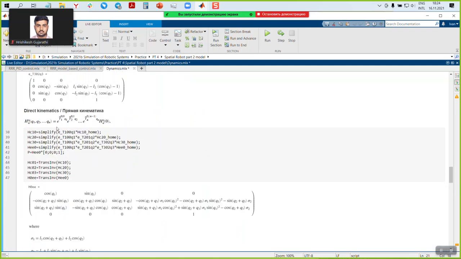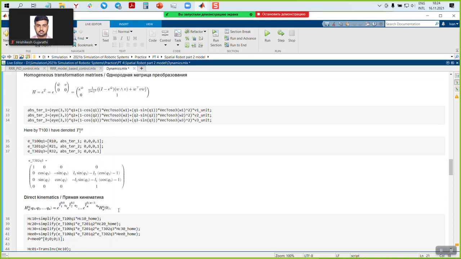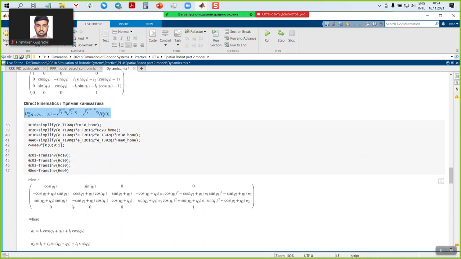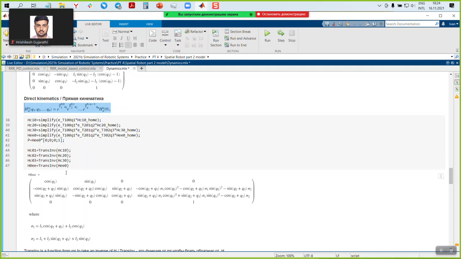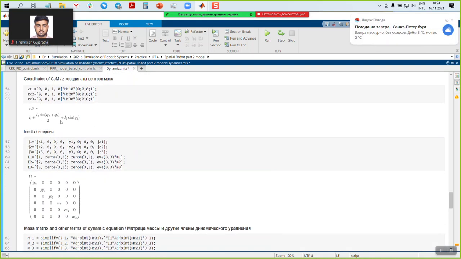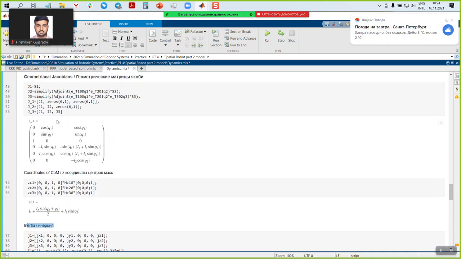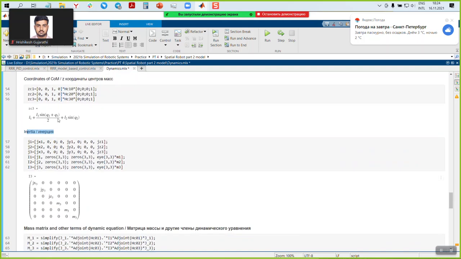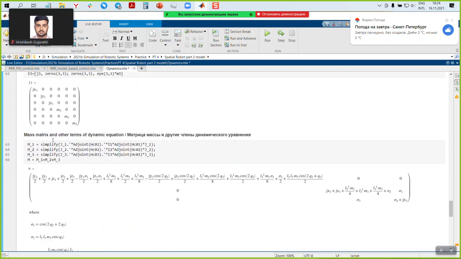You can see the Brockett equation, the exponential formula for the direct kinematics. Here you can see the Jacobians. So you actually can consider everything up to inertia. And the inertia matrix and all the terms of dynamics we'll consider next lecture.